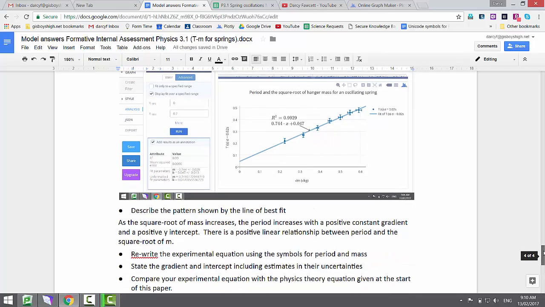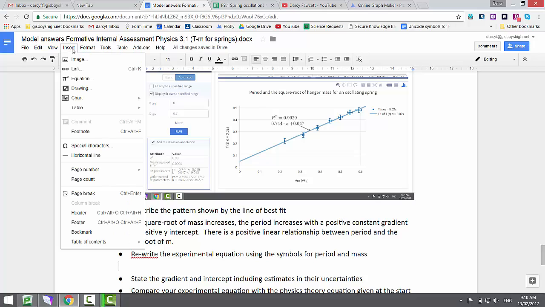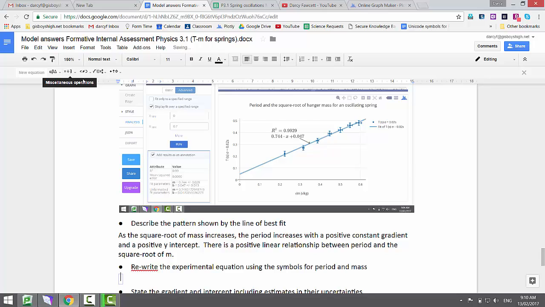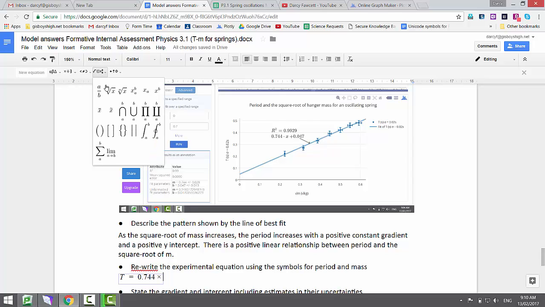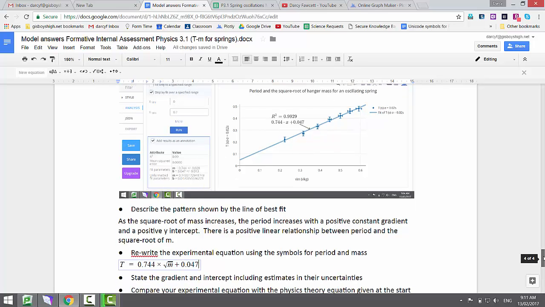Okay, scrolling down. So let's now rewrite the equation. Okay, so here we go. Now, this is some of last year's work, so let's do this part quickly and then add on the level 3 stuff. So let's put an equation in. On the y-axis is the period, so T equals. Now the gradient is 0.744 times the x-axis, which is the square root of m, plus 0.047. Now, that's last year's work.